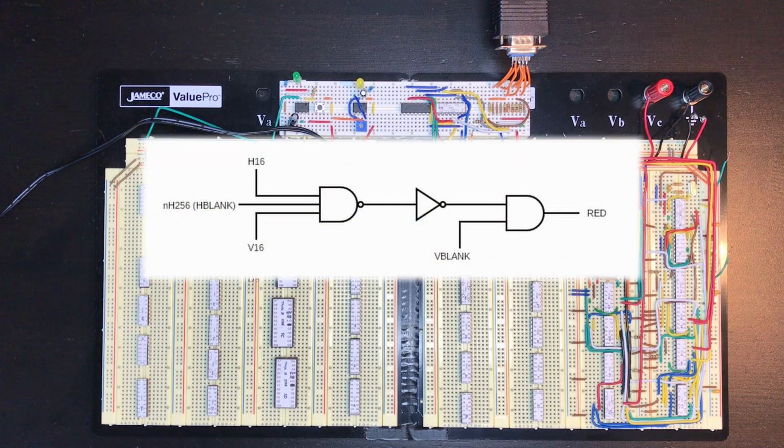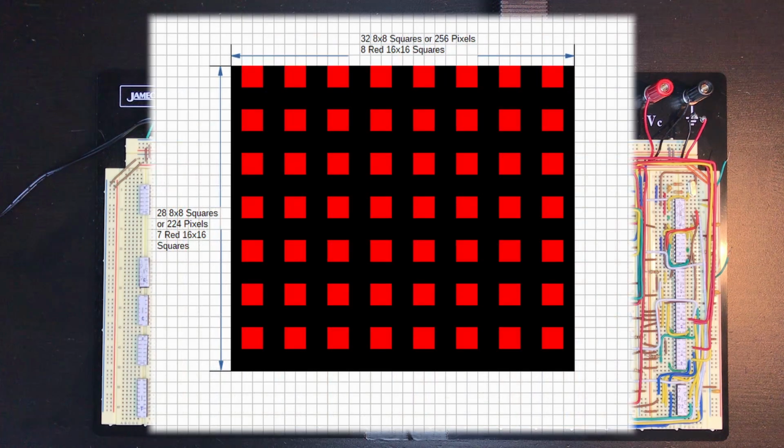Next, red is created using H16 and V16 signals and H and V blanks. We'd expect these to give us a 16 pixel by 16 pixel red box. We'll have 8 of those horizontally by 7 of them vertically. The spacing is equal to the color box size.